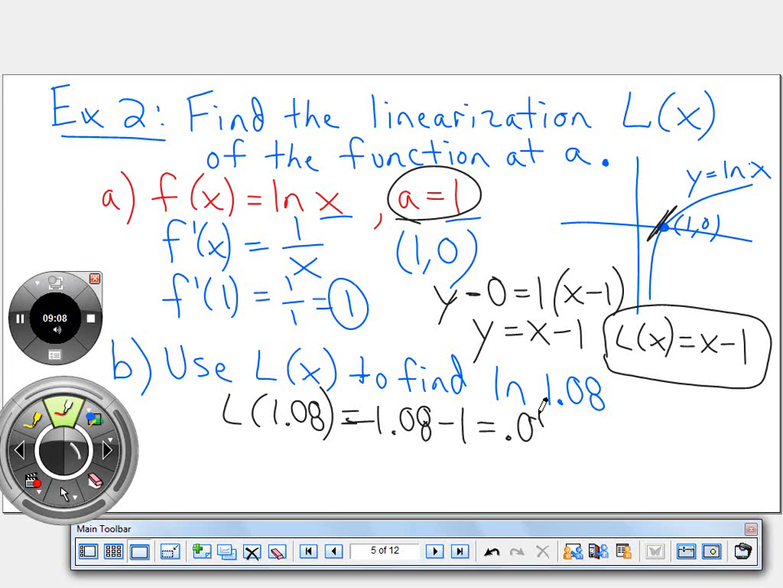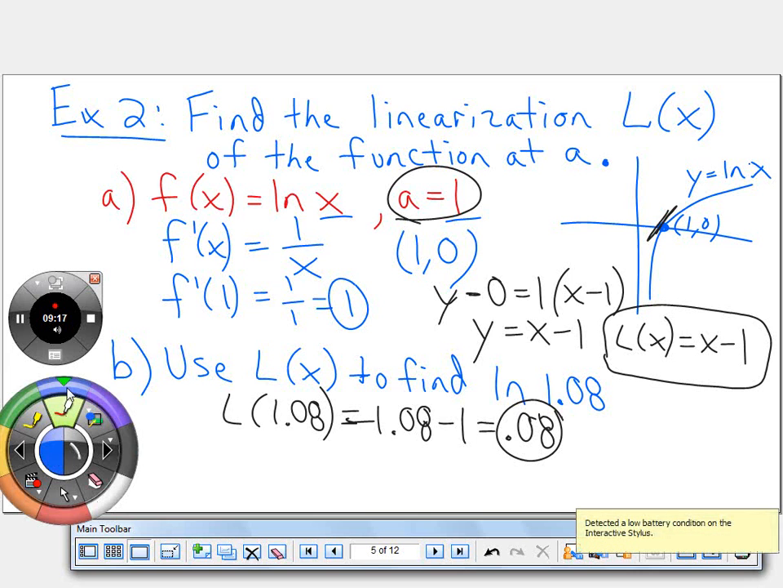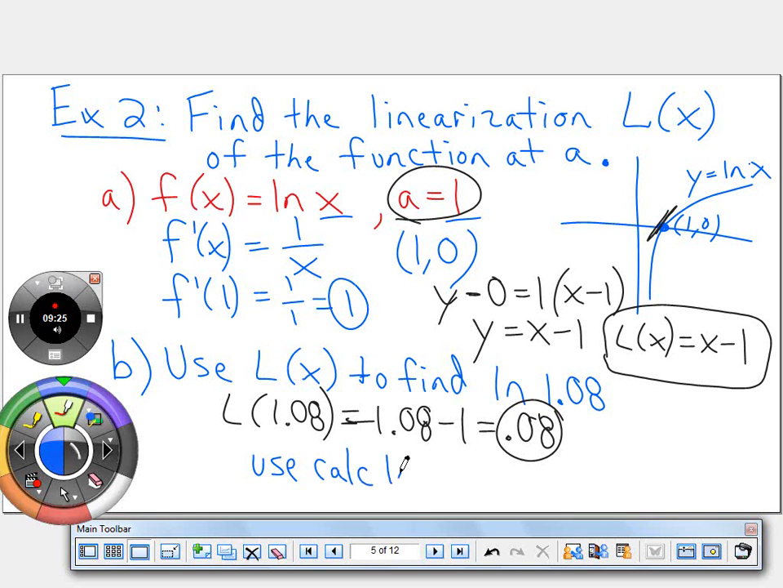How close is that to the actual answer? Well, we could use a calculator and figure out what natural log of 1.08 is. I'm just making a note that if you use a calculator to figure out natural log of 1.08, it's approximately 0.07696, which is obviously very similar. Okay.